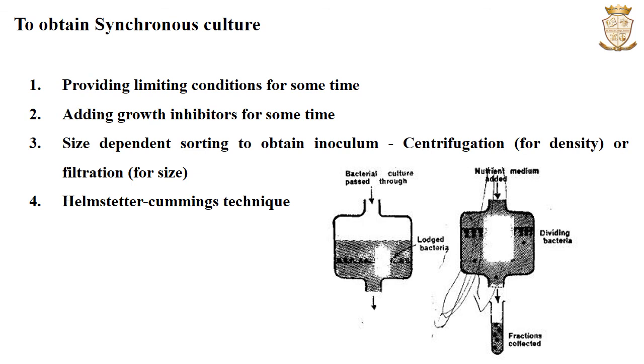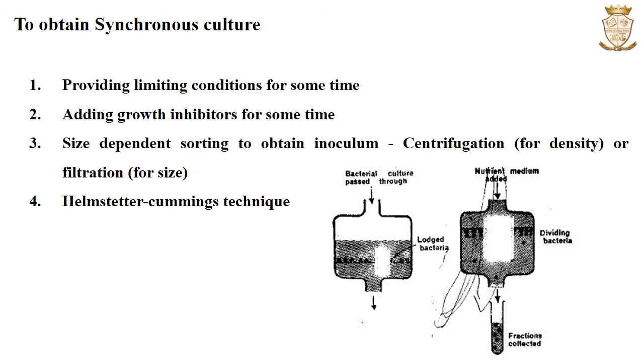But this method has one disadvantage. The number of dividing bacteria which could be collected from the apparatus is very small. Very low number of bacterial cells will be grown. The population size will be very small if we use the Helmstetter-Cummings technique to obtain synchronous culture.